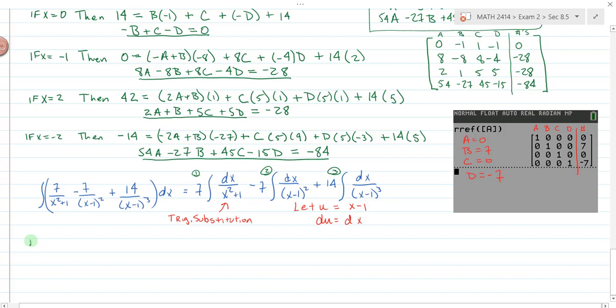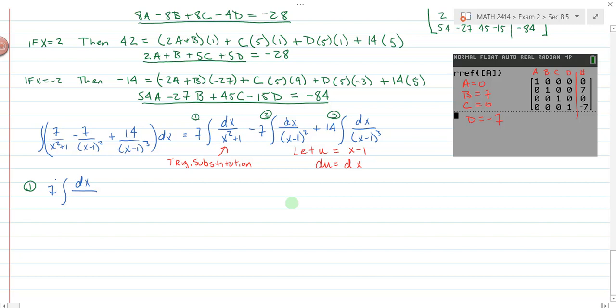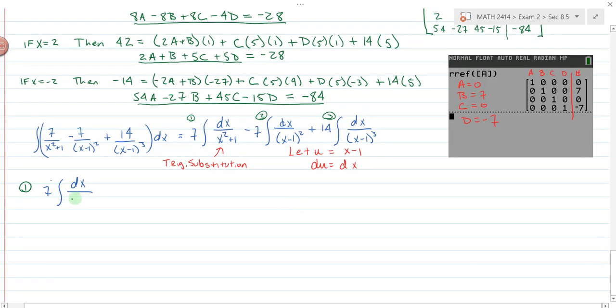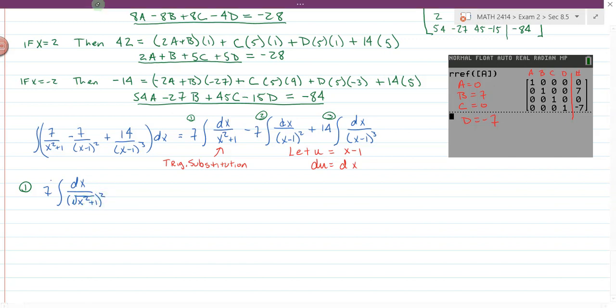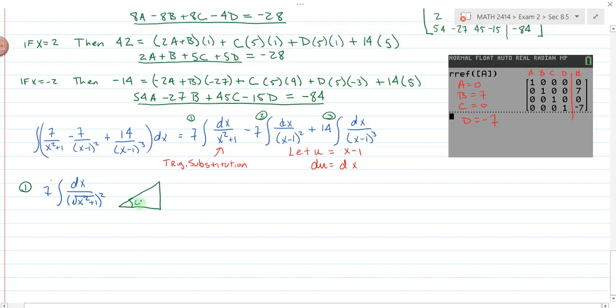So working with number 1 first, I'm going to look at 7 times the integral of dx over... Now, there's not a radical here. How can I rewrite that with a radical? Because I need the radical there for my trig substitution. I could write this as the square root of x squared plus 1 squared, couldn't I? Then I'm going to set up my triangle. And there's my angle theta. There's my 90-degree angle.